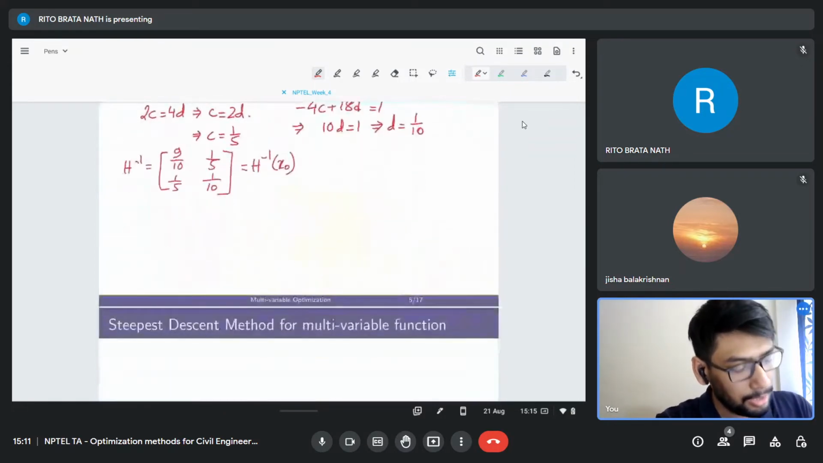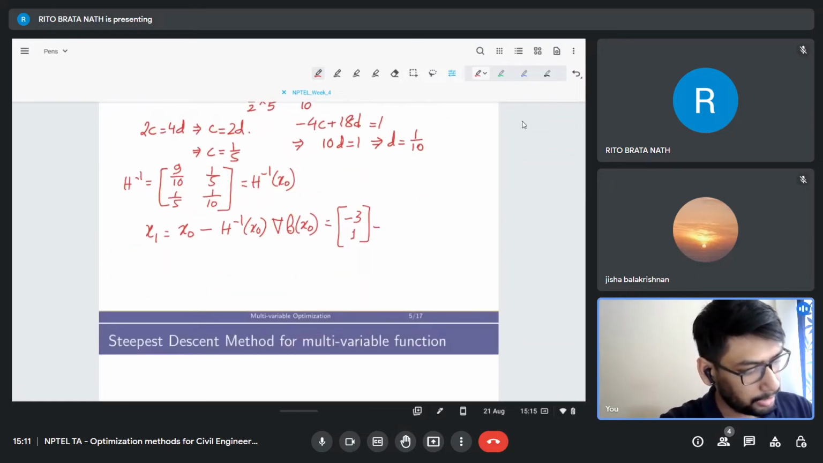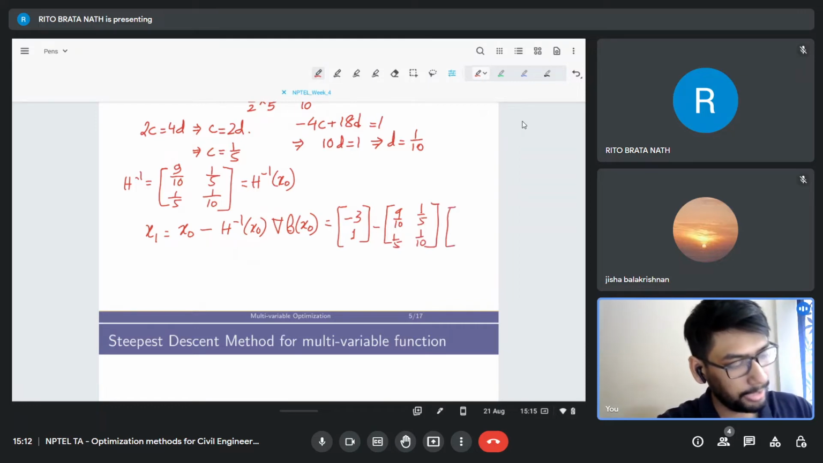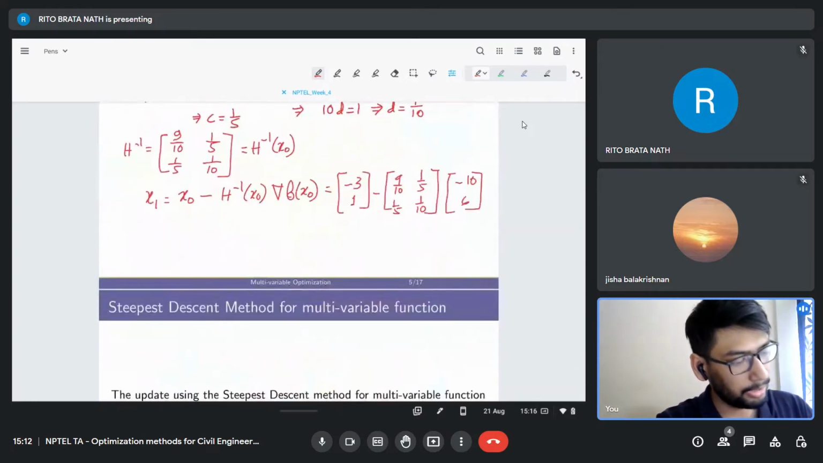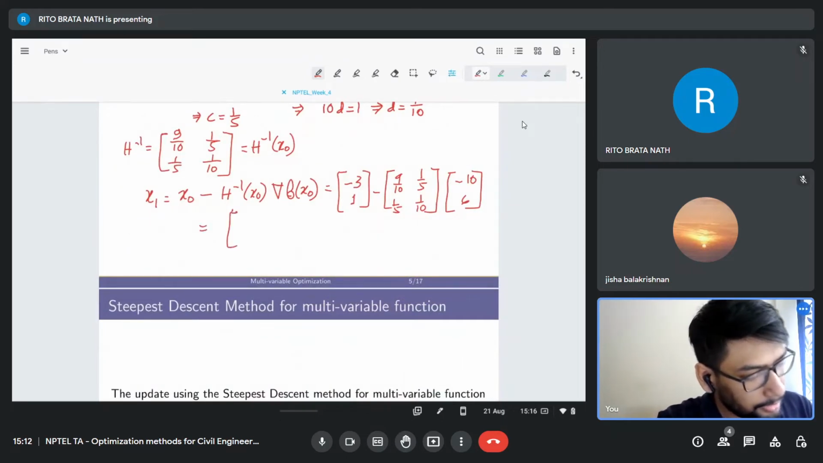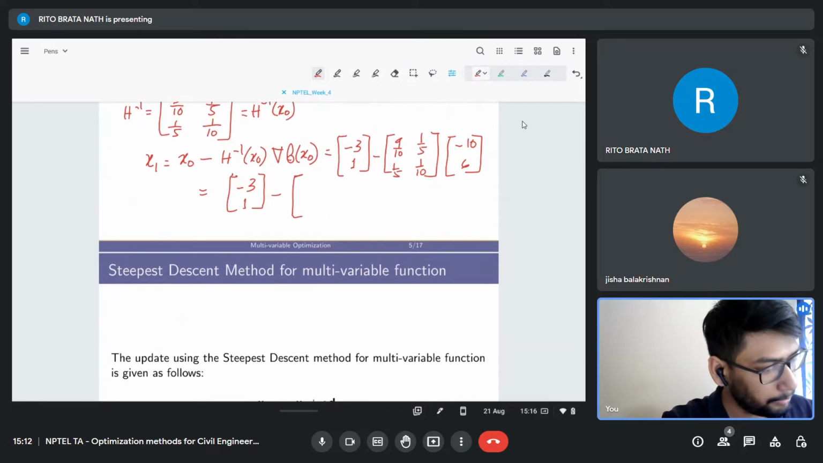So let's plug all these values in this equation and try to find x1. So what will be your x1? So your x1 is x naught minus H inverse of x naught times gradient of f(x naught). So your x naught was minus 3 and 1. Then I have to put this H inverse term here. And finally, I have to put the gradient value here. So the gradient value is minus 10, 6. So let's multiply the terms and try to find out the answer. So this is minus 3, this is 1. And the next term will be, this is 9 by 10 times minus 10. So that's minus 9. And then I have 1/5 times 6. So this will be 6 by 5.